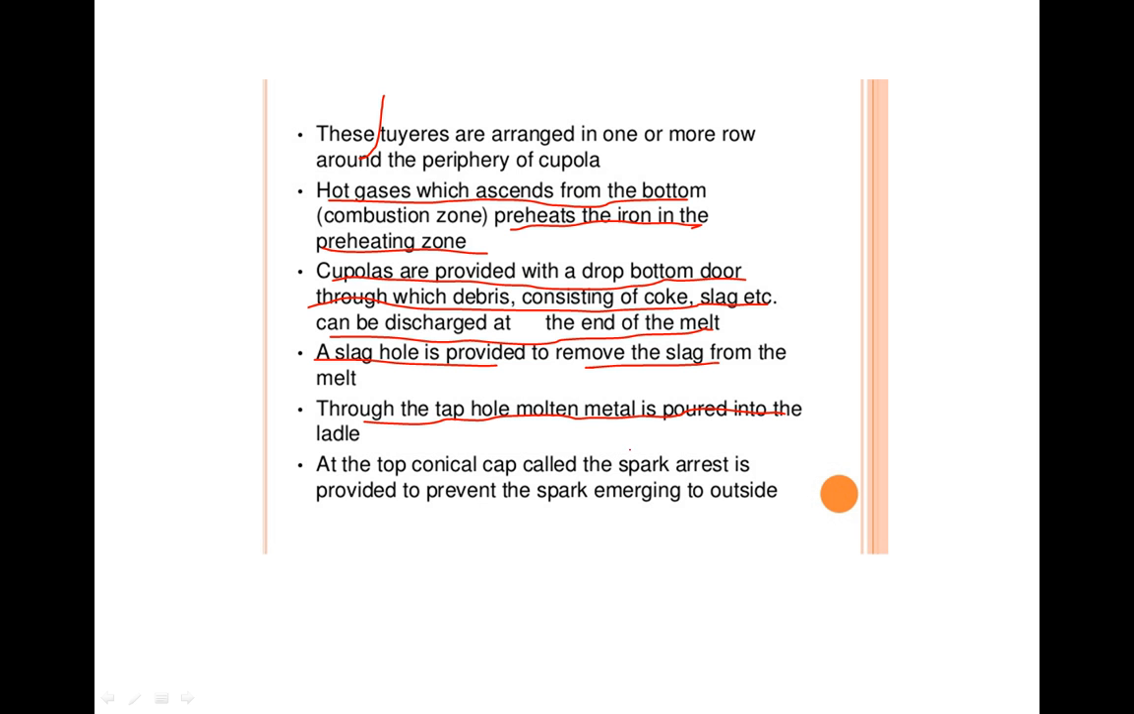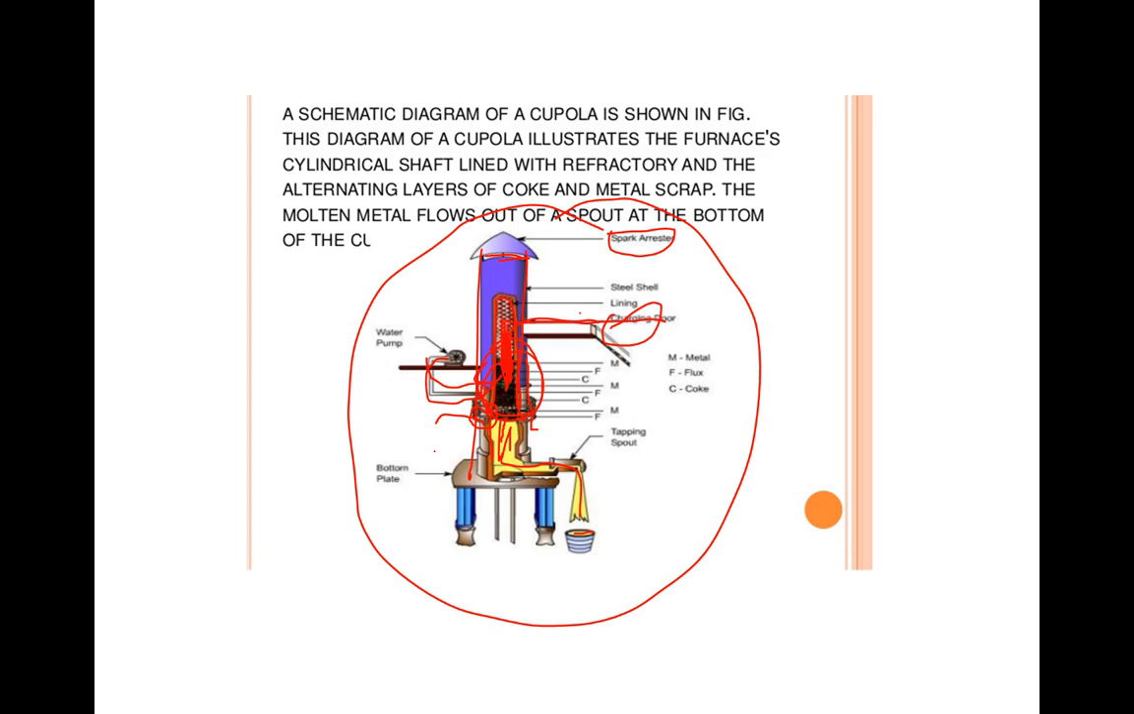Molten metal is poured into the ladle. In this case, this is the opening port or tapping spout. From this, the molten metal is taken in the ladle. So this is the ladle.